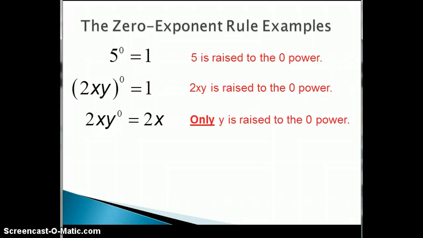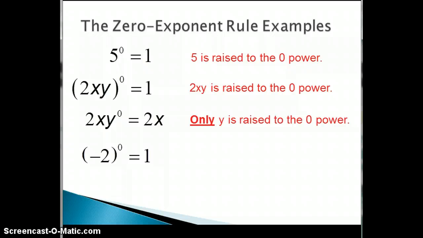So we have 2x times y to the 0, and y to the 0 is just 1 by the zero exponent rule. So we have 2x times 1. 2x times 1 is just 2x. So that's why we get 2x as an answer versus the 1 that we got as an answer in the last example. So the parentheses indeed do make a difference.